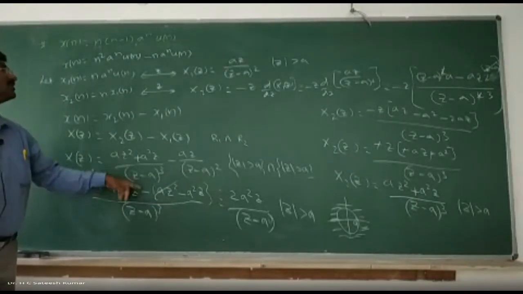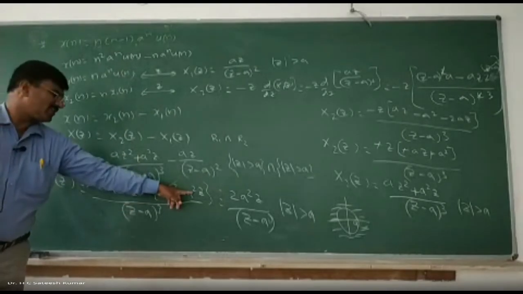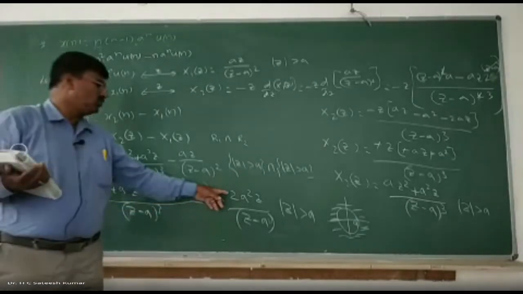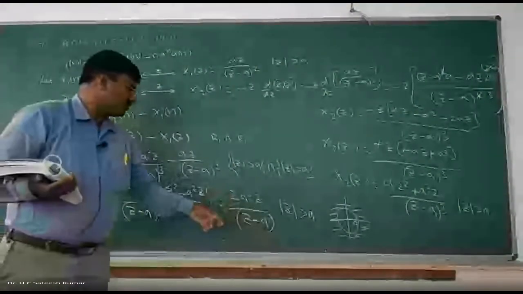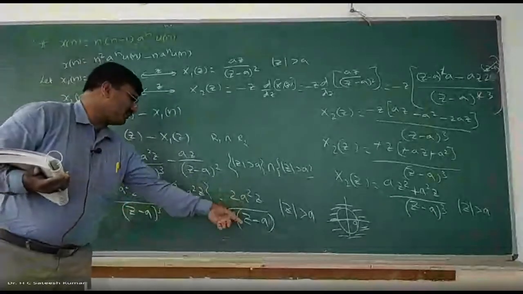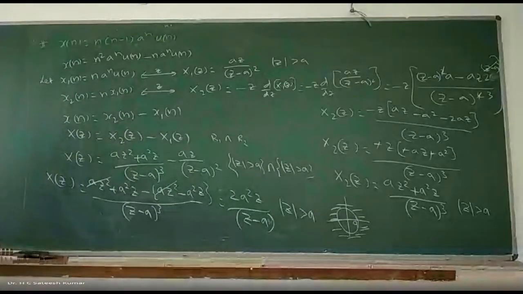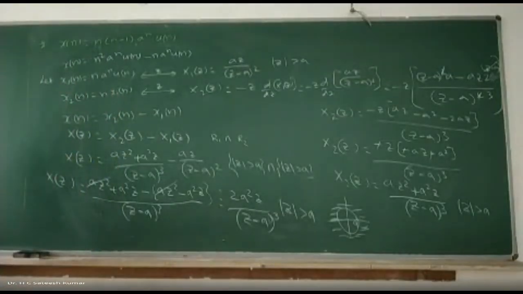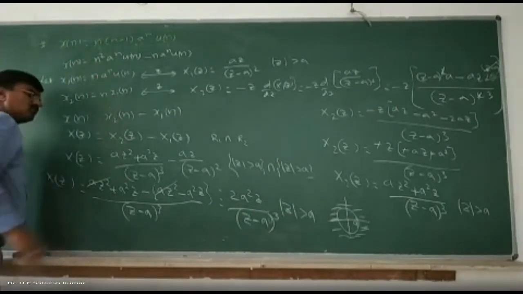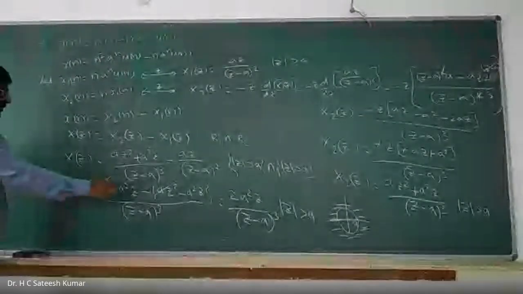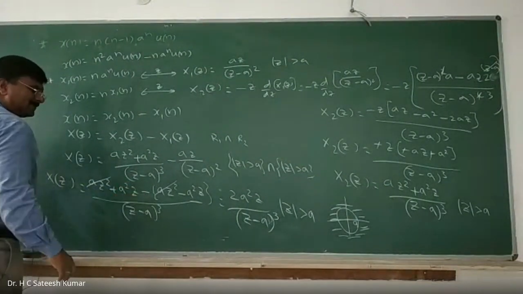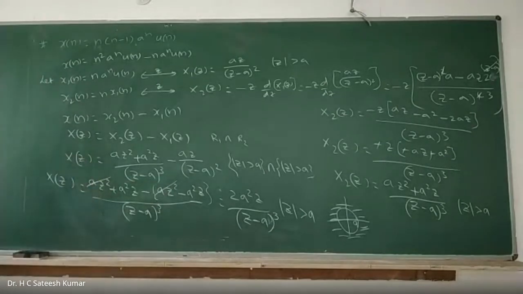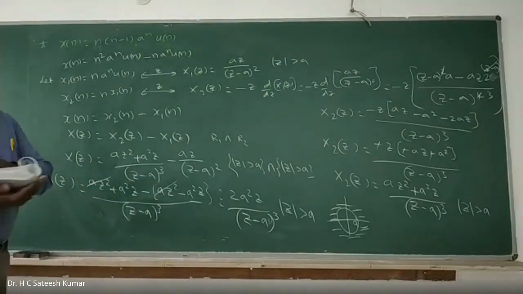Next time, if this becomes plus, these two will get cancelled. Then what are we going to get? 2az square you will get in the numerator, divided by z minus a whole cube. So the same kind of problem they may ask, like n into n plus 1 also, that you try out. Same thing you do, only thing is here plus. When it becomes plus, this one and this one get cancelled and these two get added up. That's it. That is the one problem we have seen in the other paper.